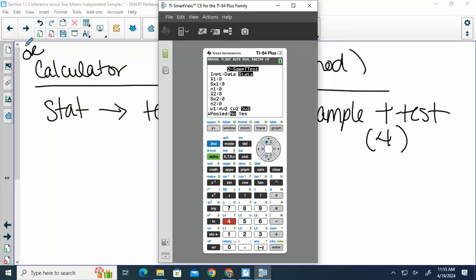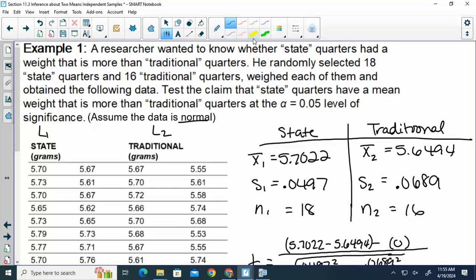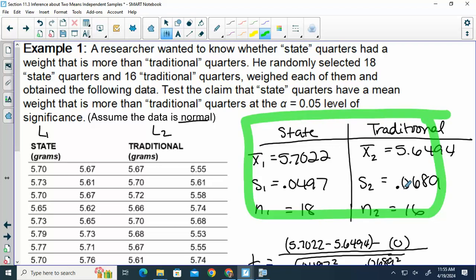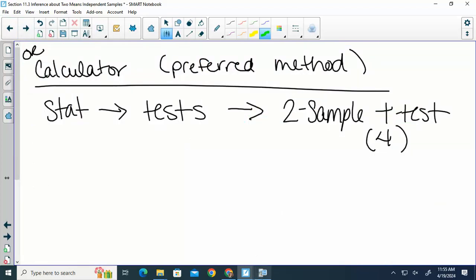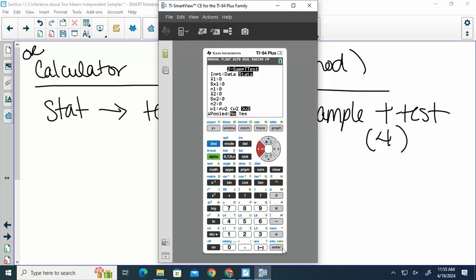Stats would be if the original problem just gave you this information and then you enter it in. And so we've already written it down. We could certainly do that, but it would be easiest. We already have our data entered, so we could just say data. You have to tell it what list. So list 1 is L1, list 2 is L2. Frequencies need to both be 1. What was our alternative? Greater than. Pooled, just keep that set as a no. Okay, so pooled should always say no, and calculate.